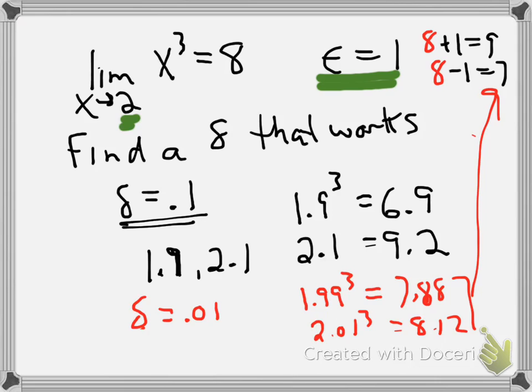So the first thing I tried here, I tried a delta value of 0.1. In other words, if I get within 0.1 units of 2, that would be between 1.9 and 2.1, will my y values be close enough? In other words, will they be between 7 and 9? And the answer is no, they won't. 1.9 cubed is 6.9, that's under 7, and 2.1 cubed is 9.2.